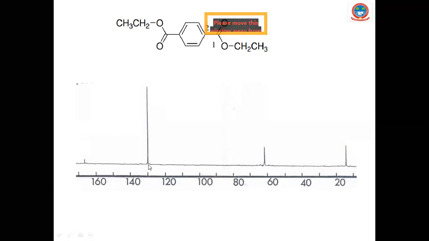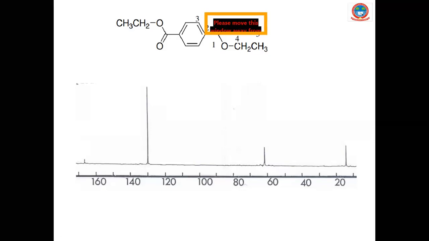And what is this peak at 130 chemical shift, and there is a small peak here. What is 130? sp2 carbon, that must be from this ring. And there is one more peak at around 170 here, right?